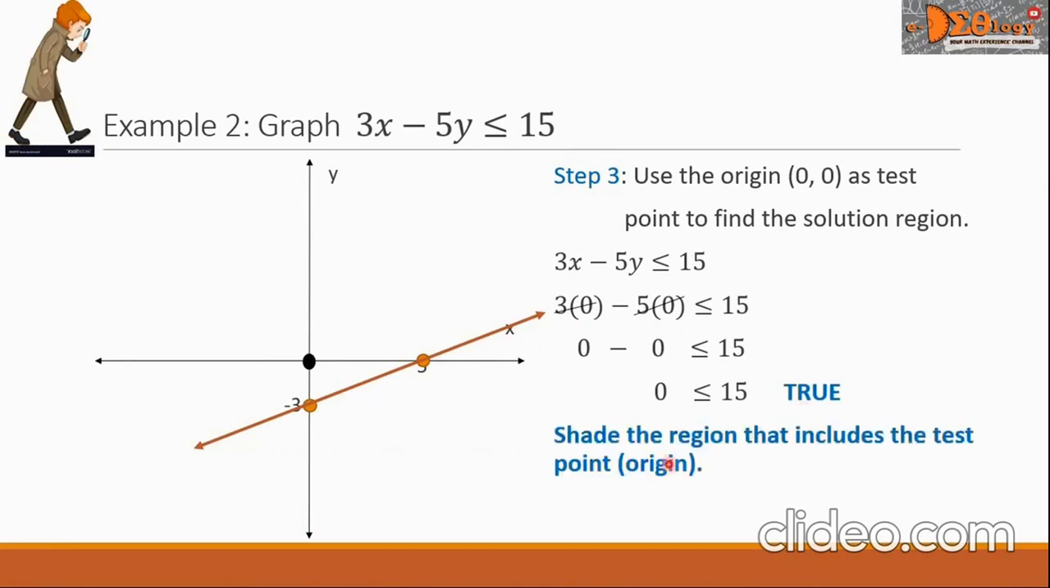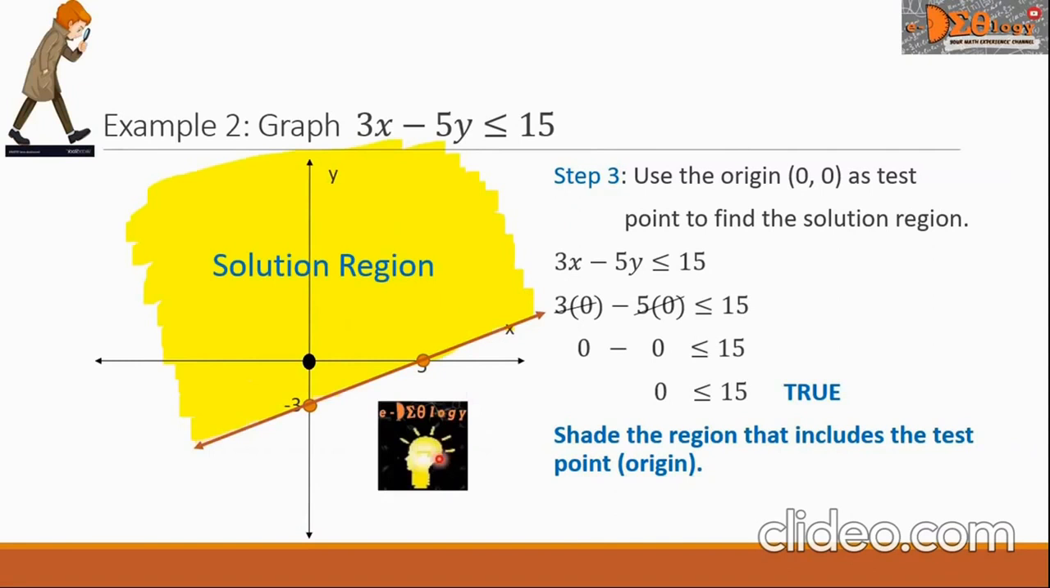It means to say we're going to shade the region that includes the test point, which is the origin. And this is now the shaded area. And this is what we call the solution region. It means to say all points that belong to the solution region are solutions to our inequality. This is our final answer.